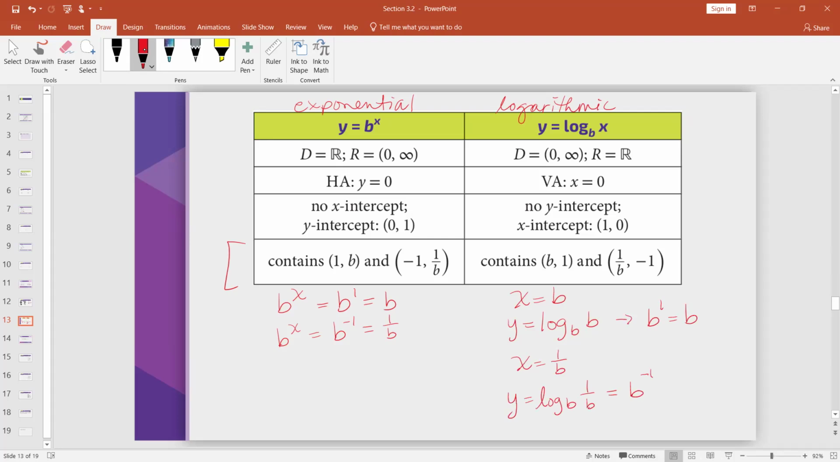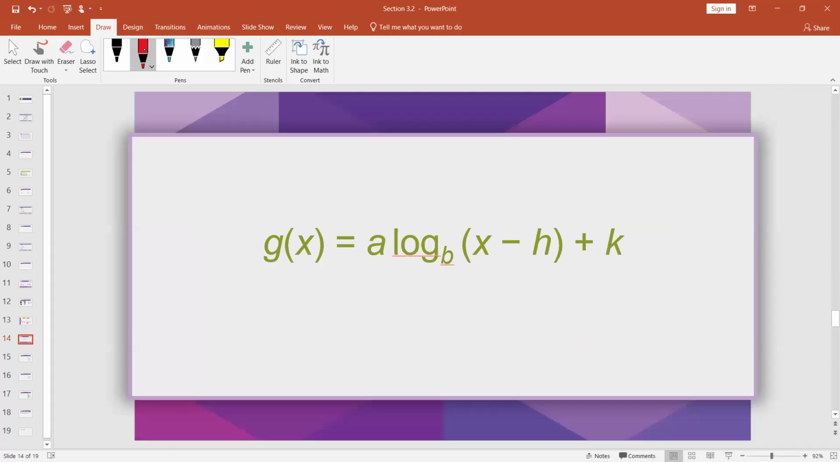Okay, so just like with every other parent function that we've ever worked with so far in pre-calculus, you can determine translations based on the way that the function is written. Logarithmic functions, like exponential functions, like rational polynomials, etc.